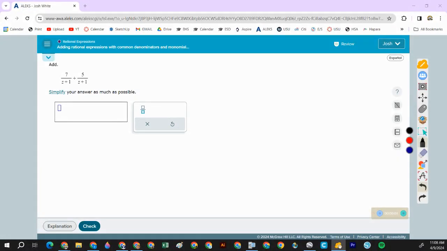All right, we're going to be adding rational expressions. In order to add two fractions, the denominators have to be the same. So in this case, they are both divided by z plus 1. So we add the numerators. 7 plus 5 is 12 over z plus 1. That one is super simple.